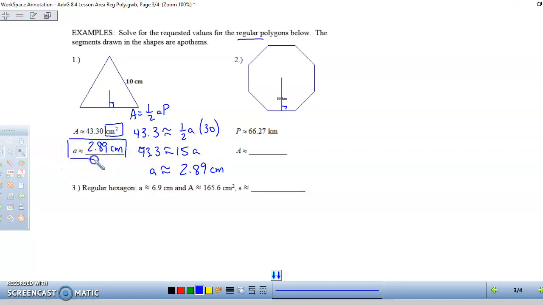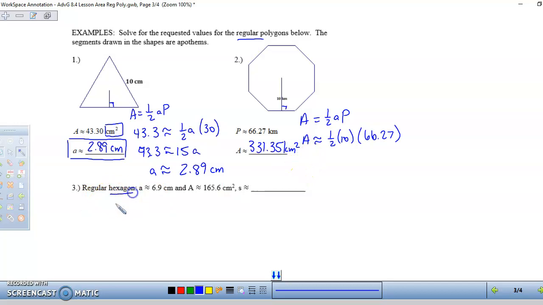Okay, next, perimeter is given to me. So again, 1/2 AP. I'm finding the area. It's 1/2. The apothem here is 10. Perimeter is just given to me, so this one is fairly easy. You just throw that all into a calculator. And you should get 331.35. And again, area is squared units.